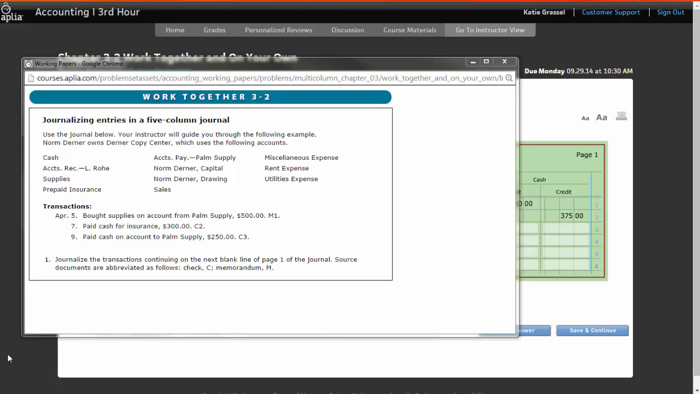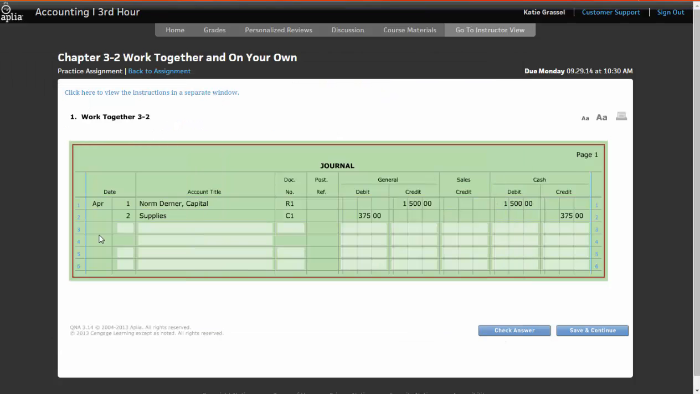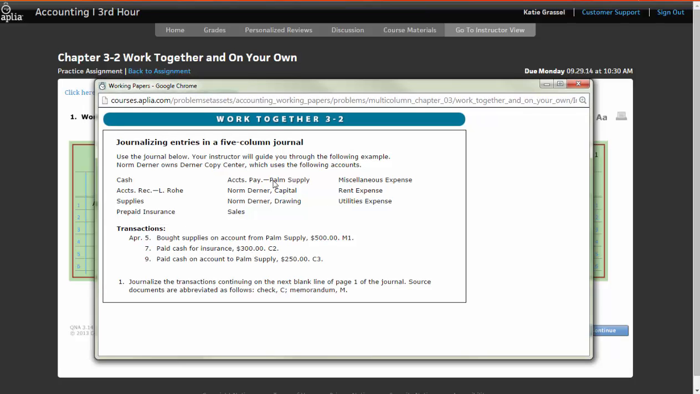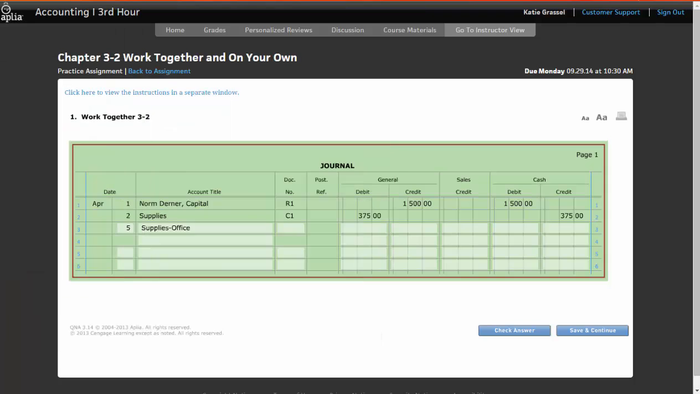Okay? So when we look at our journal, we always have to work left to right. So I'm going to put in the date of the 5th. And we just said that we're going to be debiting supplies. Now, please note when you type in supplies, there is supplies expense, supplies office, and supplies store. The only accounts that we can use are the ones that are listed here. And the only account that is listed for us is supplies. Do not use supplies expense. They put that in there to trick you.